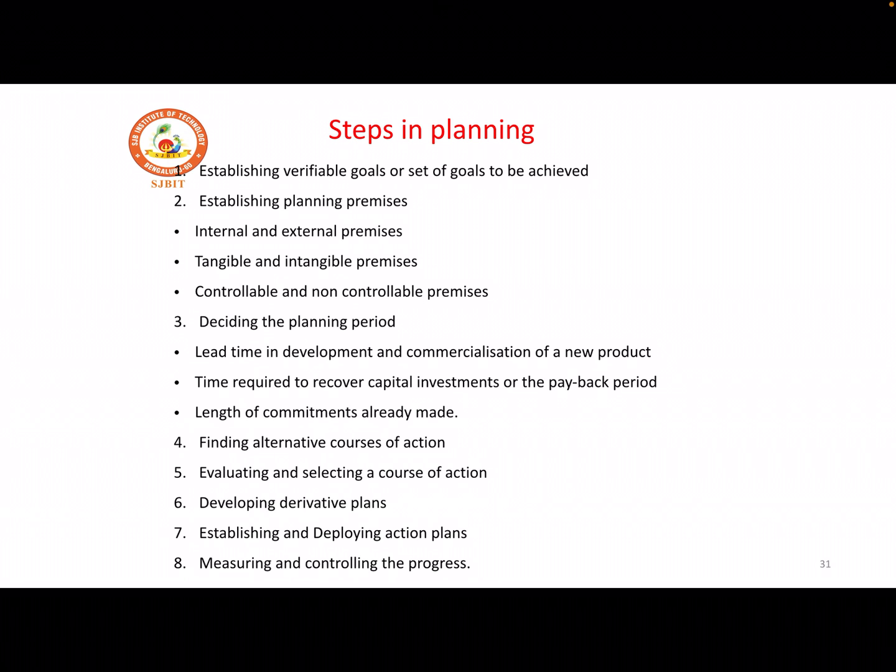Finding alternative courses of action. Evaluating and selecting a course of action. Developing derivative plans, establishing and deploying action plans, measuring and controlling the progress. So you have a plan, but you should measure the progress, and also sometimes you need to control the progress if it is not in control.